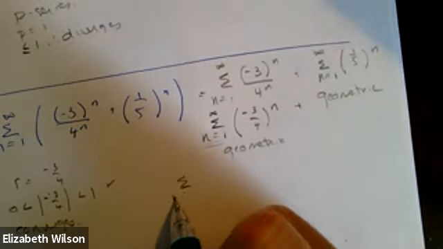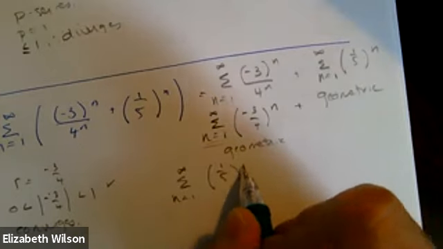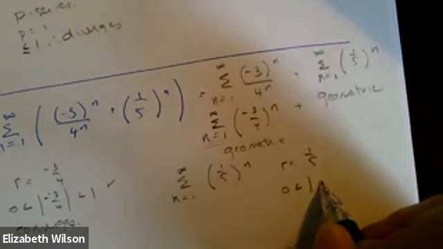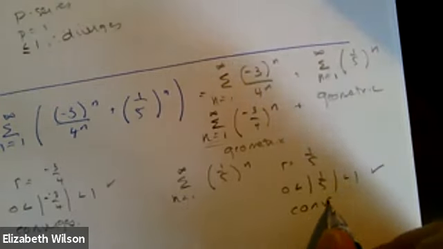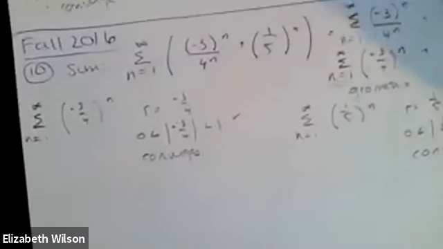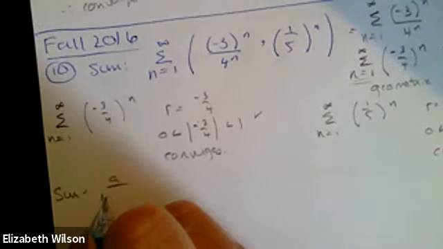So I've got the sum from n equals 1 to infinity of 1 over 5 to the n. Okay, so my r is equal to 1/5. So 0 is less than the absolute value of 1/5, which is less than 1. Check. This part converges also. Good. Okay, so since they both converge, then I will check their sums. So my sum here, remember it's a over 1 minus r.